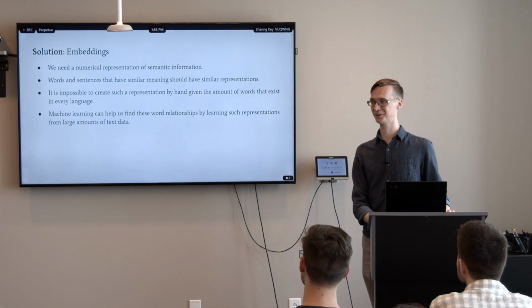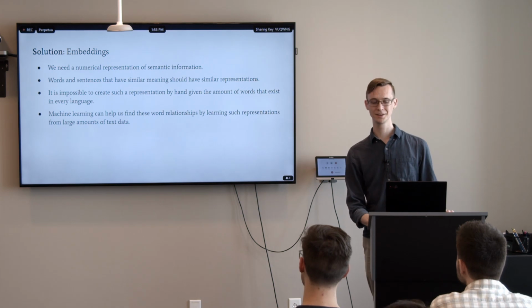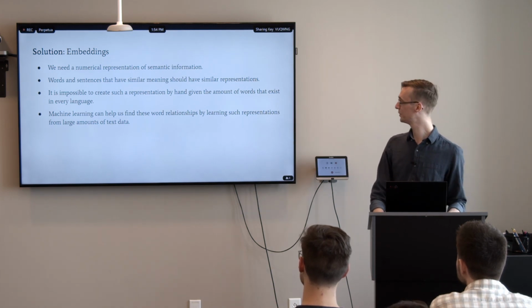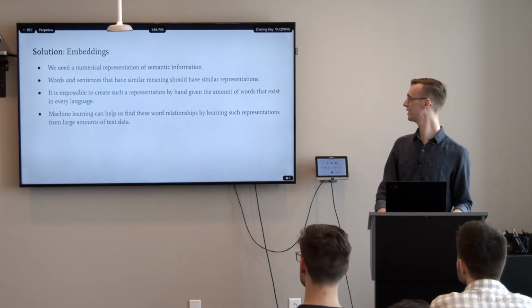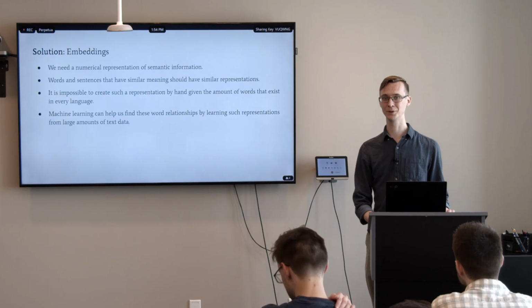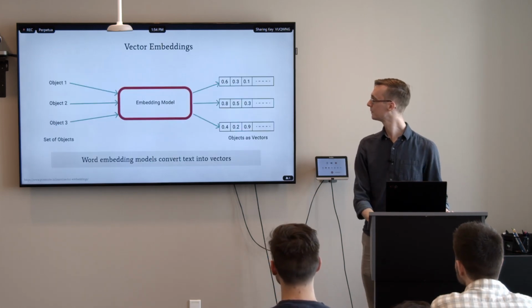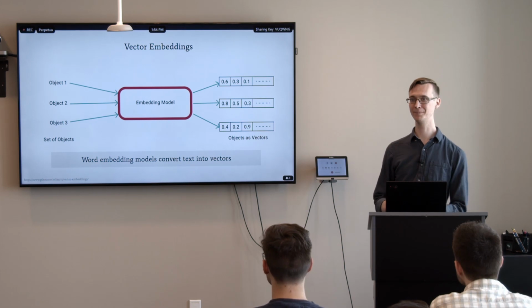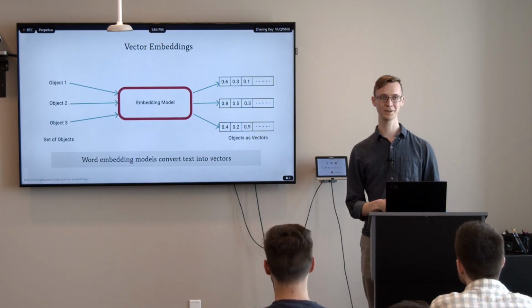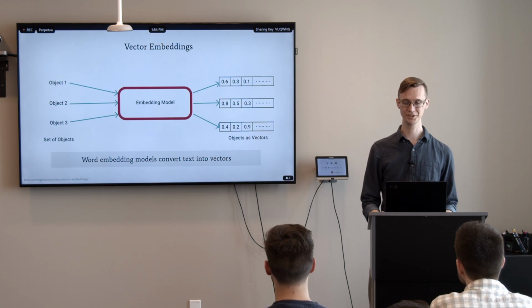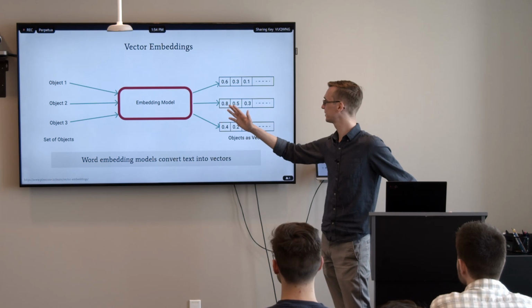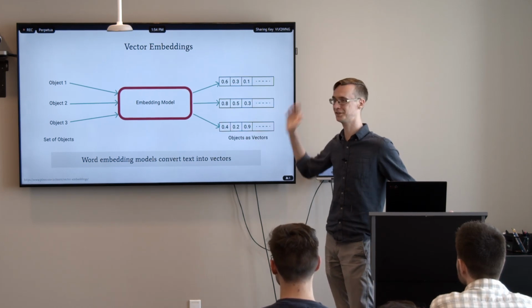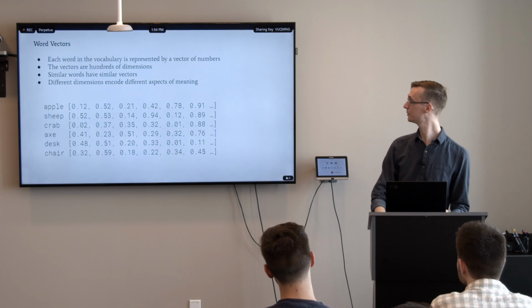And of course, we can't do this manually. I can't produce this by hand because every language, including English, simply has way too many words to map this out by hand. And so the field of machine learning comes in here and helps us find these word relationships by learning them automatically from large amounts of data. At a basic level, and by the way, embeddings can be created for any kind of media, not just text, such as images, videos, any kind of document. You have some kind of embedding model, you feed it in, say in this case text, and out you get a vector, which is simply a sequence of numbers.